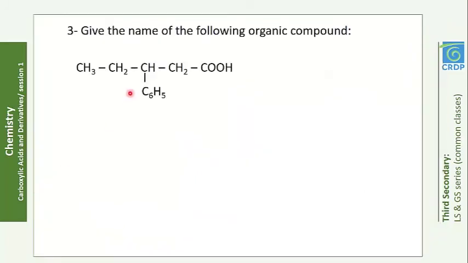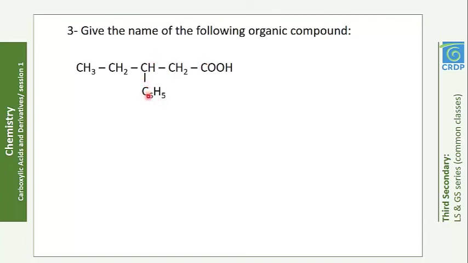Application number 3, give the name of the following organic compound. So you have to give the IUPAC name of this compound. First of all, you have to find the main chain. Where is the main chain? 1, 2, 3, 4, and 5. Is this the main chain or is this the main chain? 1, 2, 3 with this group together, the main chain. Which one is the main chain? I guess that most of you will say that this is the main chain.